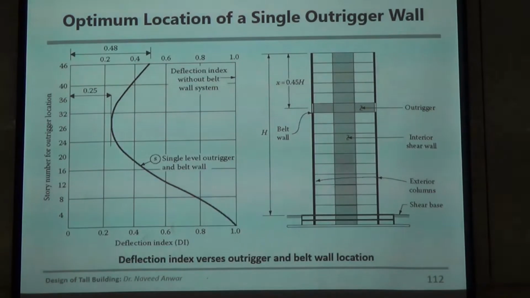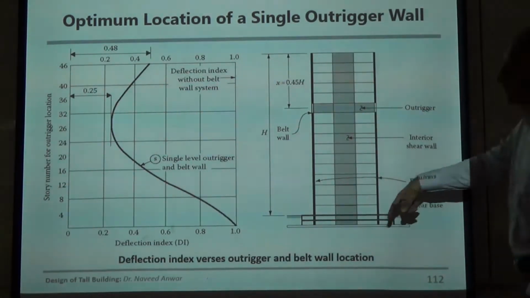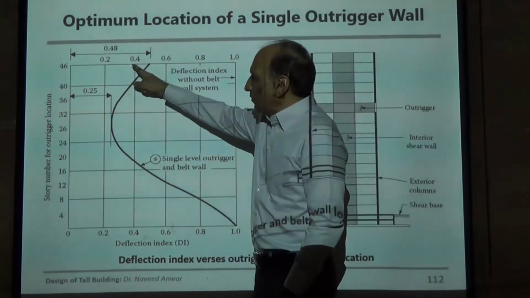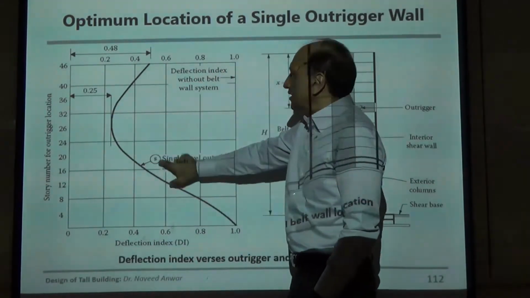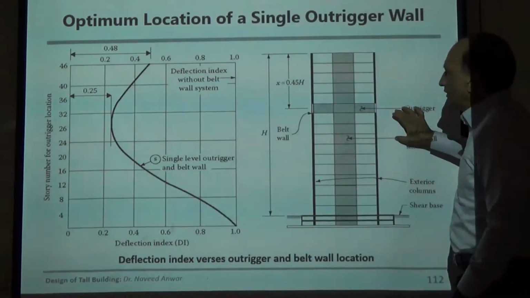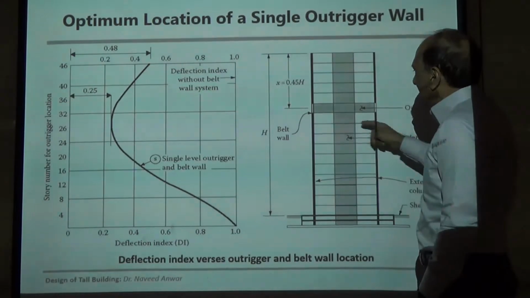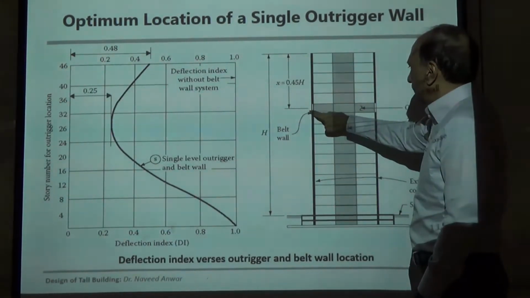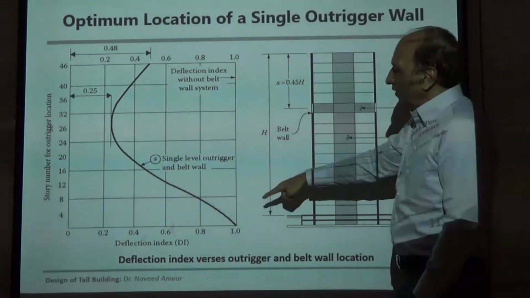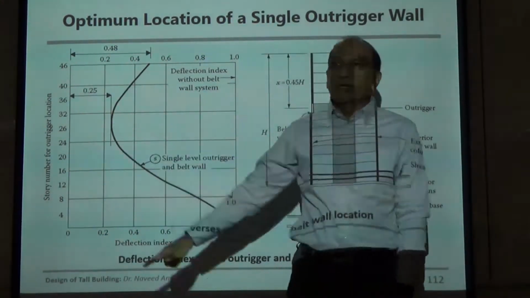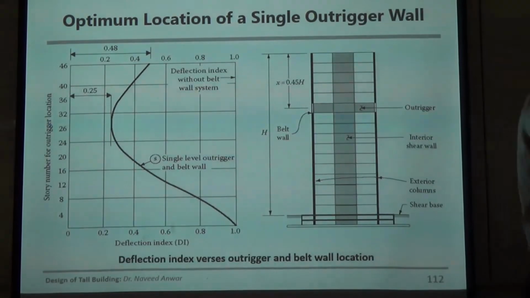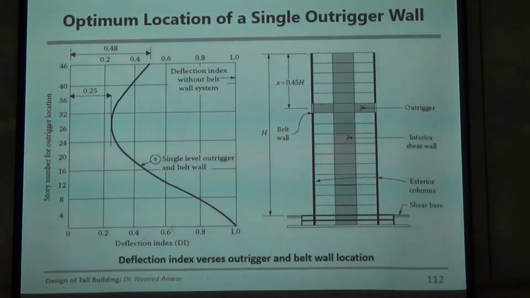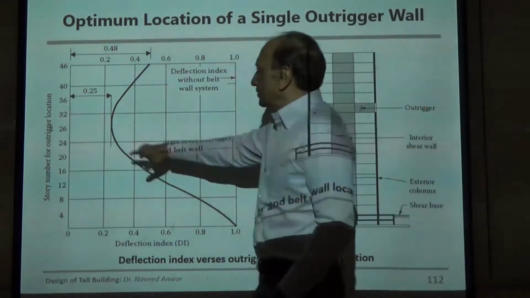So, the optimum location of a single outrigger. People have done this study and they have come up with the idea that this portion will be the best one. And then this is a belt wall. I will talk about the belt wall in a minute. So you can find an optimum single location by studying all the locations, and you can say, okay, this is the best location for an outrigger. It's about this region.